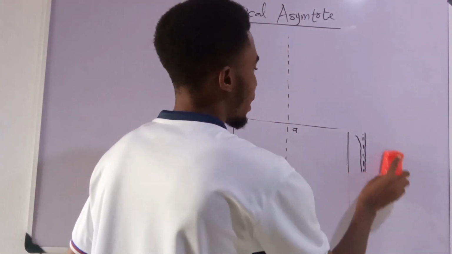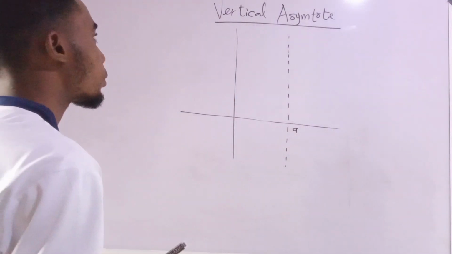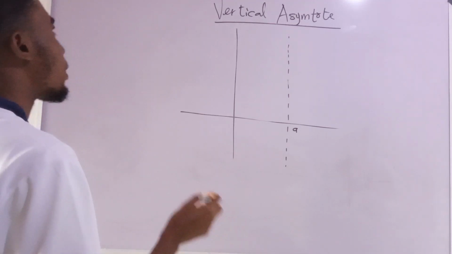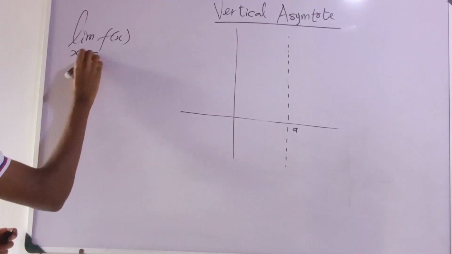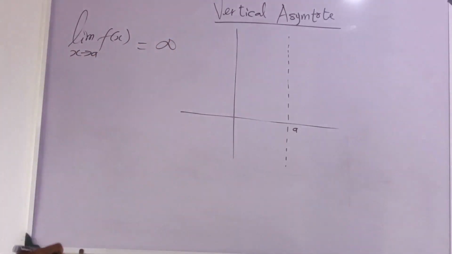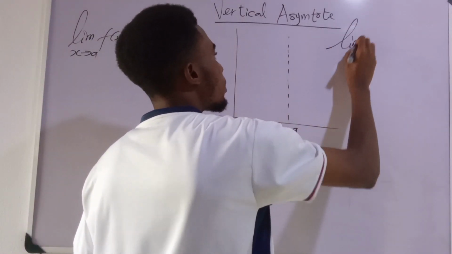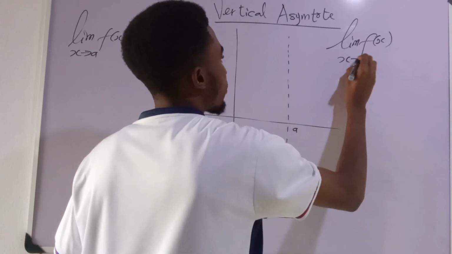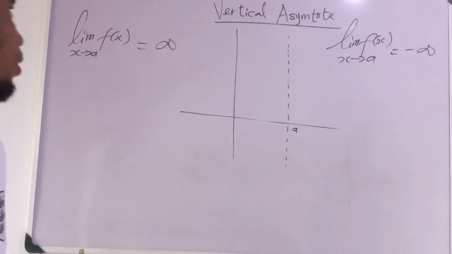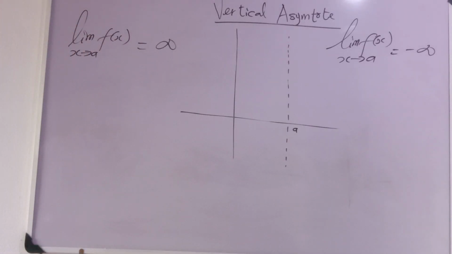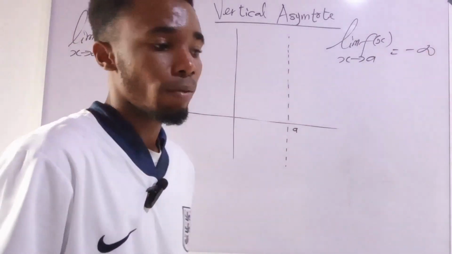All right, so we say that a point a is called a vertical asymptote of a function if the limit of a function f of x, lim of f of x as x approaches a, is equal to infinity. And the point is also called a vertical asymptote if the limit of f of x as x approaches the point a is equal to minus infinity. So now you can see that for vertical asymptotes, the limit of a function at that point is either positive infinity or negative infinity.